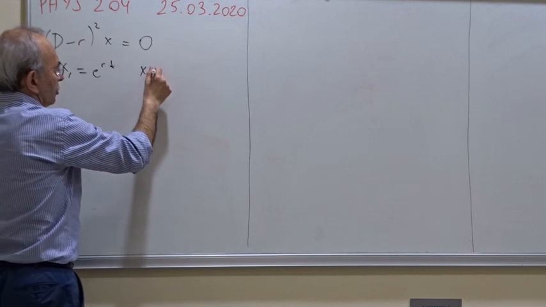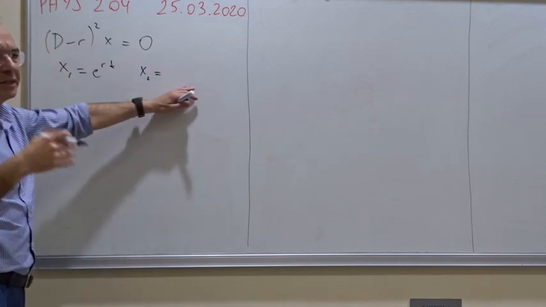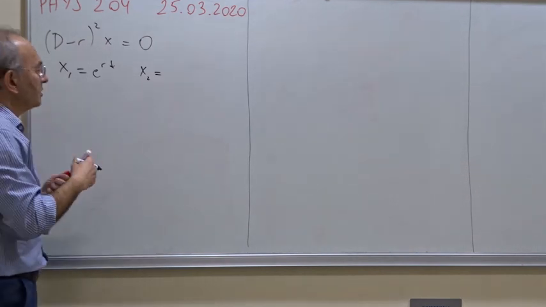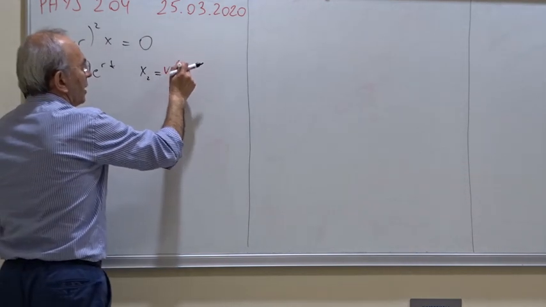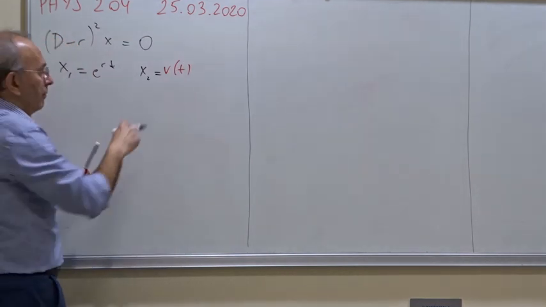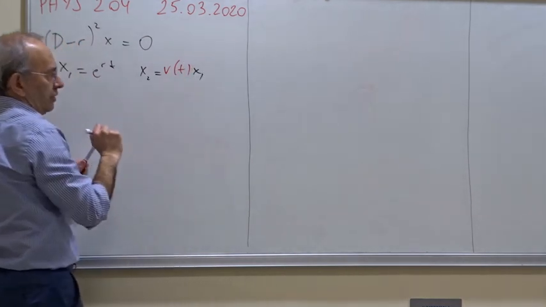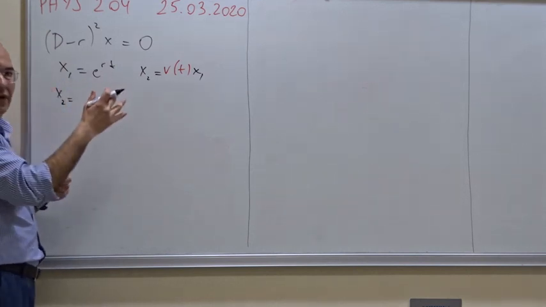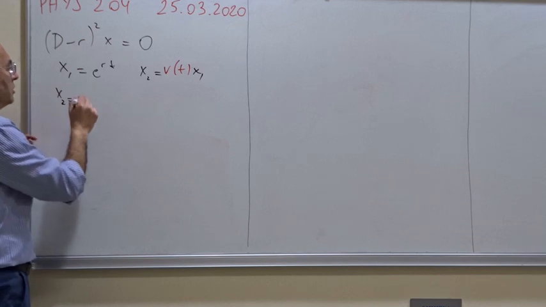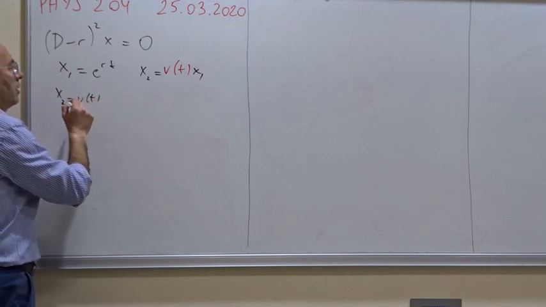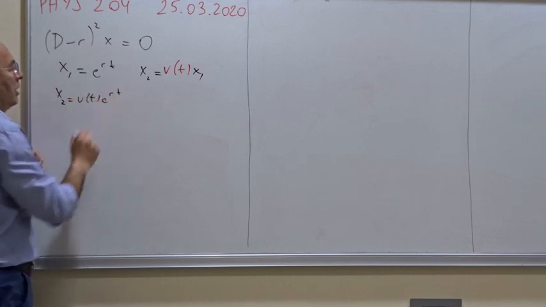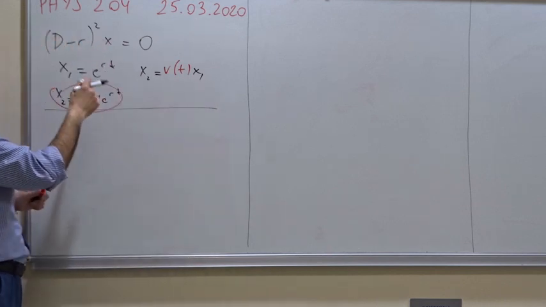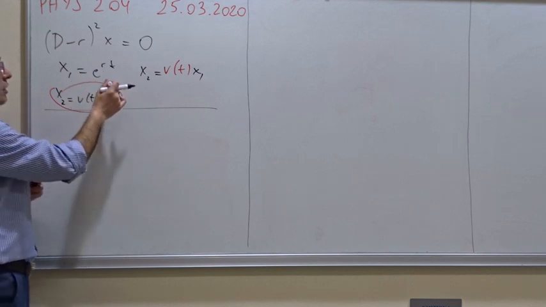And the second solution is a multiple of it, but it is not just a number multiple, integer multiple, but instead it is multiplied by an unknown function of time, and then x1. So that x2, the other expected function, is v of t and e to the rt. So we will put this second possibility, which is not found yet, here.